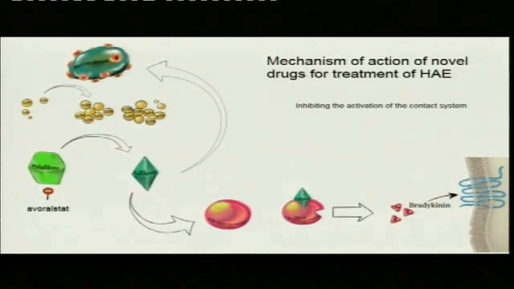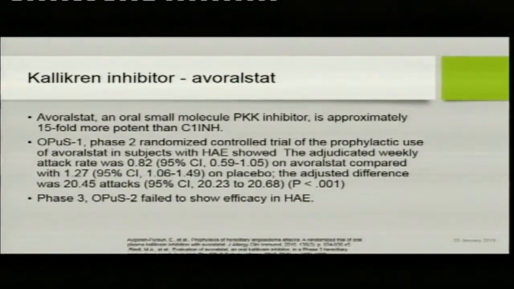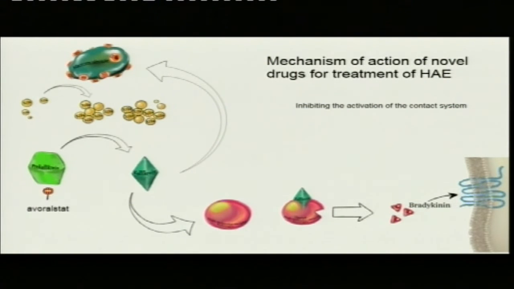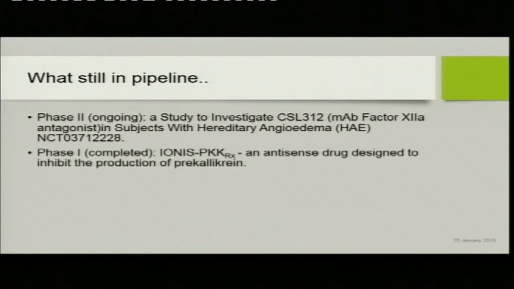Avrostat, again, it was a blocker for the prekallikrein. Even though it showed some promising results in the phase 2 trial, unfortunately in the phase 3 trial, it didn't work. So probably they're going to repeat it again to show there may be a fault in their study design. The last two things I'm going to talk about are still in the pipeline. They start targeting the factor 12 now, and also they start targeting the prekallikrein at a different site compared to avrostat.